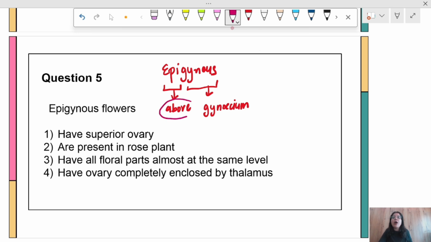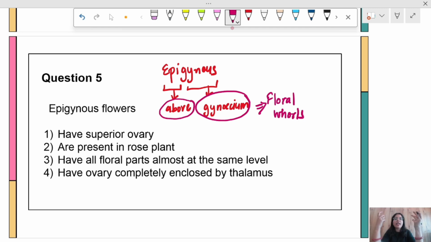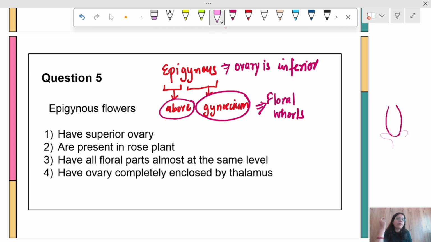So if the position of floral whorl is above the gynoecium, then the ovary is called epigynous, or you can say ovary is inferior. And if I want to draw a flower like this, I can draw the ovary like this, which is residing on a thalamus.